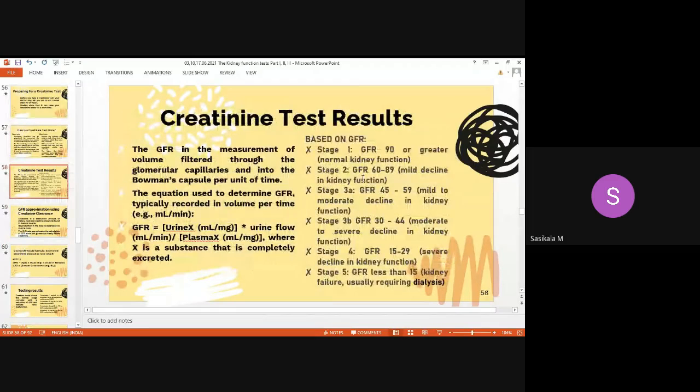After the blood test and urine test of creatinine, here in the slide you can find how the glomerular filtration rate is calculated. Okay, urine X concentration in milligram per milliliter is multiplied with urine flow in milliliter per minute, then divided by plasma X concentration in milligram per milliliter, where X is the substance that is completely excreted. Here X can be substituted with creatinine, urine creatinine.